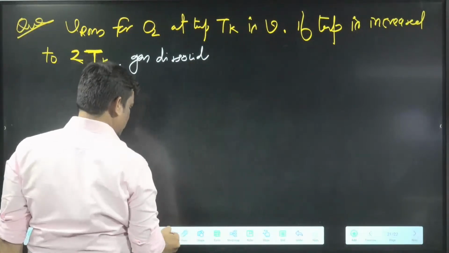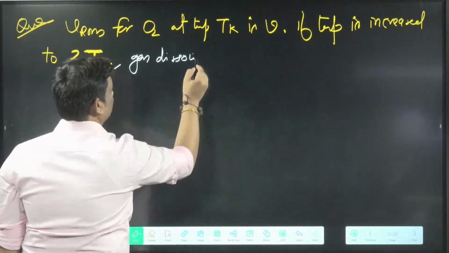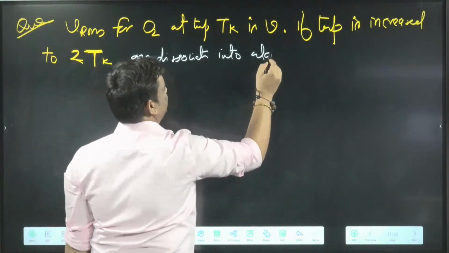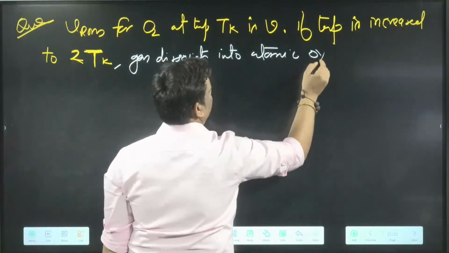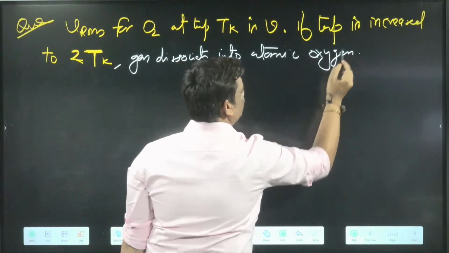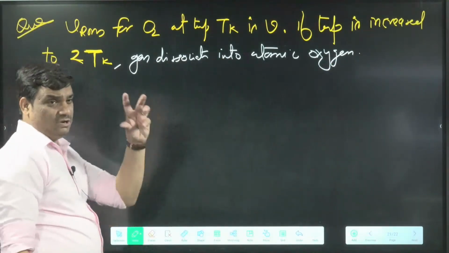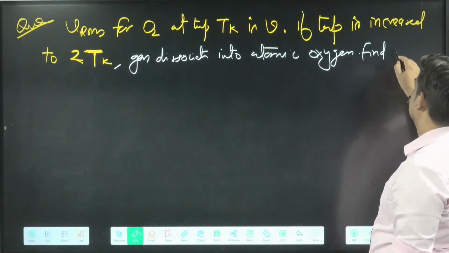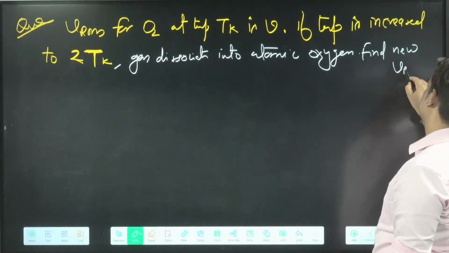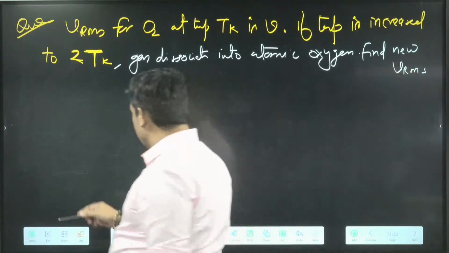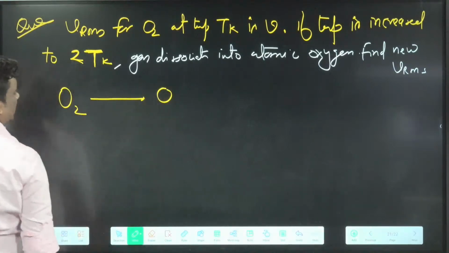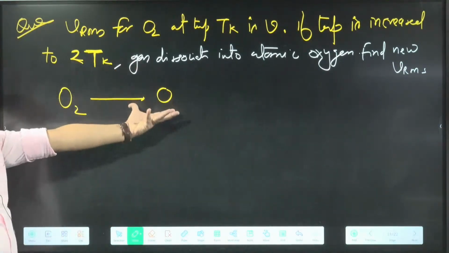What is the meaning of dissociate? Basically, the gas dissociates into atomic oxygen. Atomic oxygen means O2 becomes O. Find the new VRMS. So we can say, sir, O2 actually becomes O. You can say 2O, but O2 becomes O.